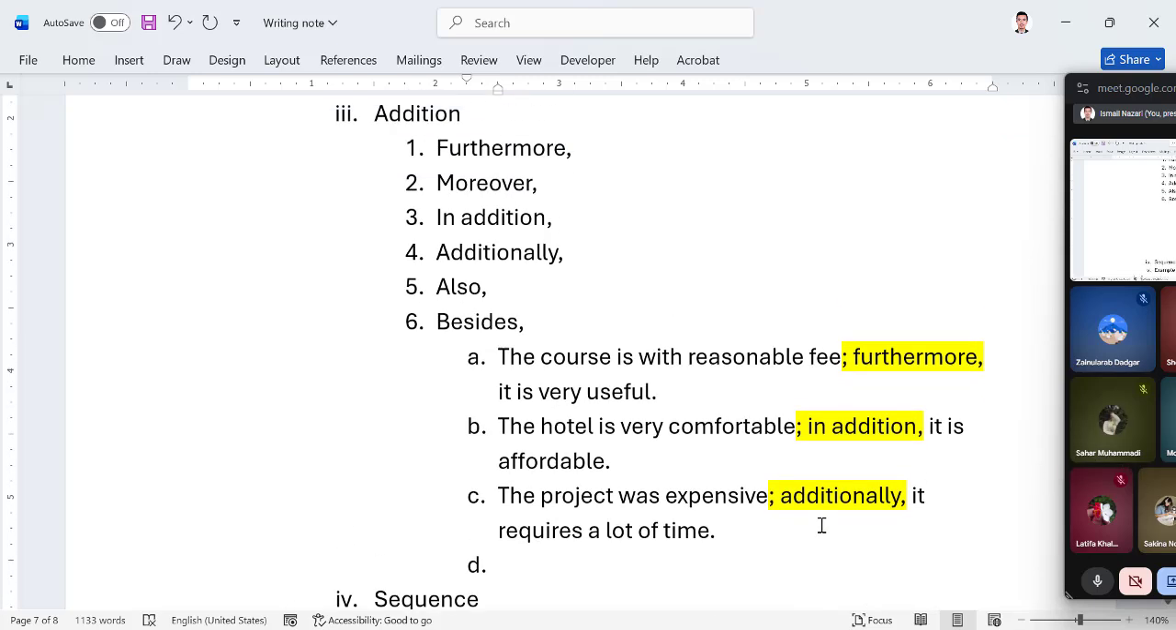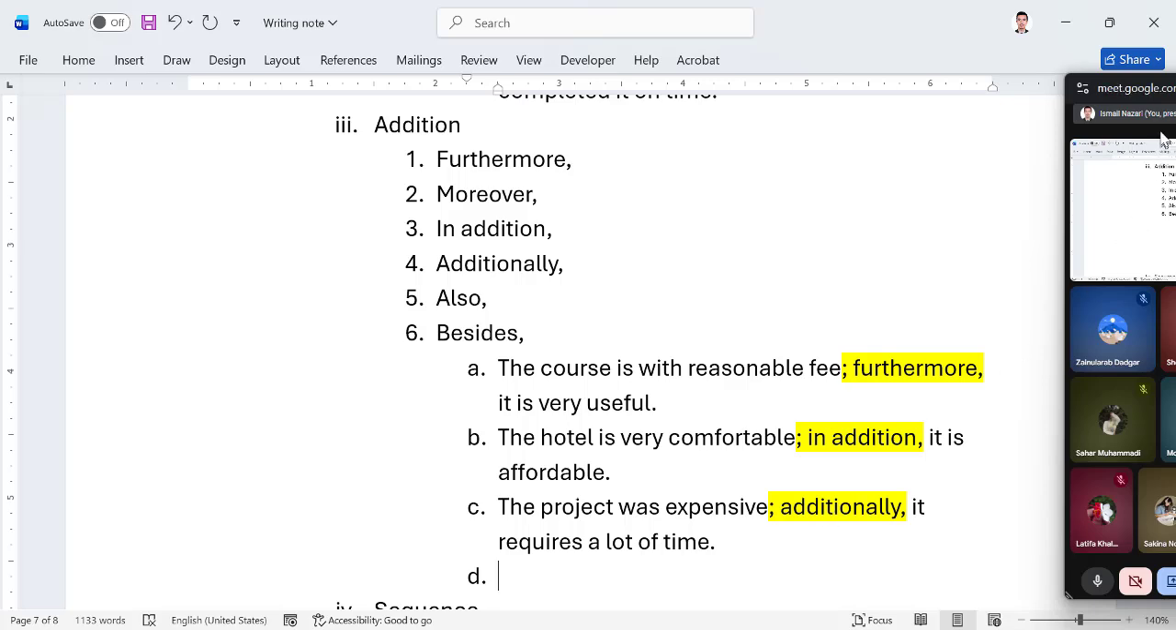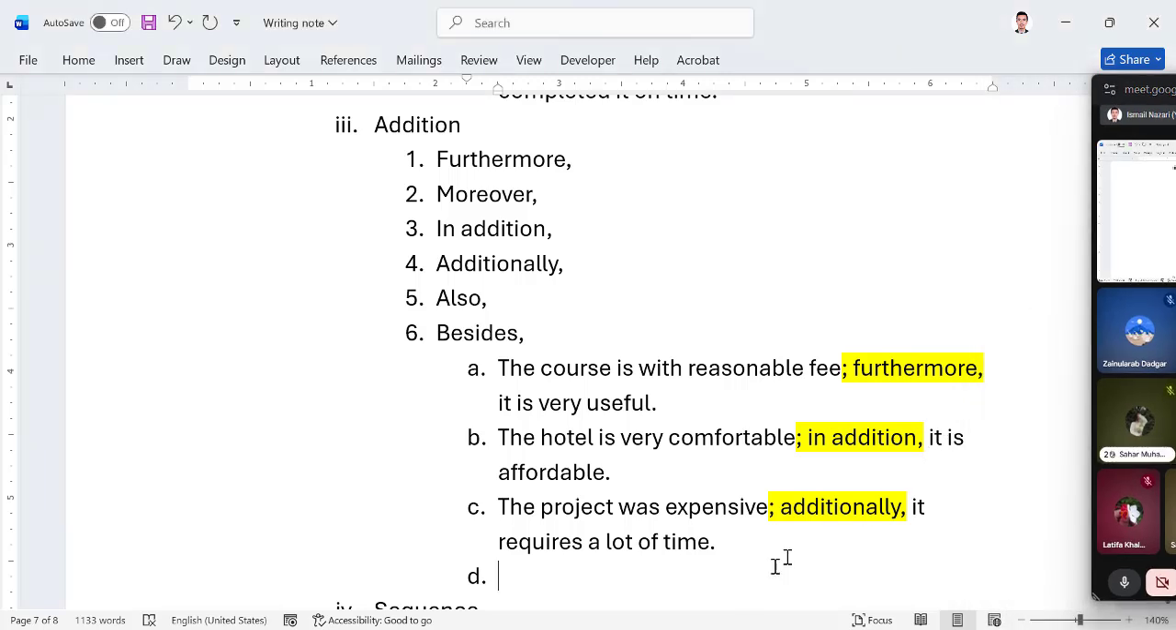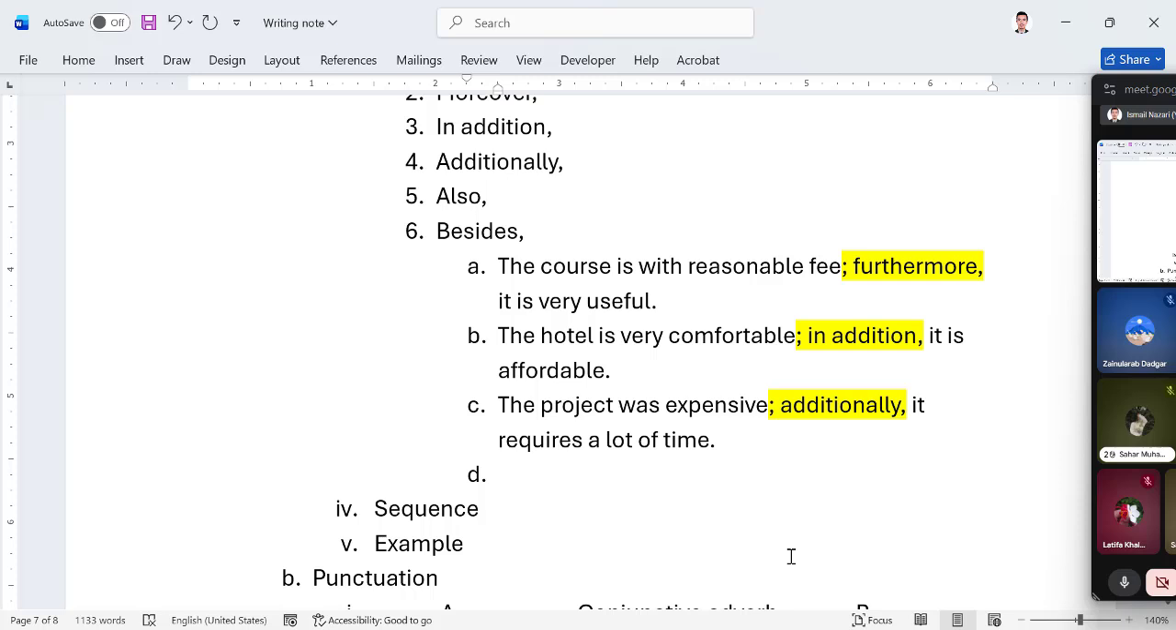So who can tell a sentence using another? Who raised a hand? Yes, Miss Ferishta. Okay, teacher. For example, I want to talk with you tomorrow, additionally with your family as well. So the second part is not a complete sentence. I want to talk to you tomorrow. So here we have the first sentence. Additionally, what's the next sentence? Additionally with your family as well.